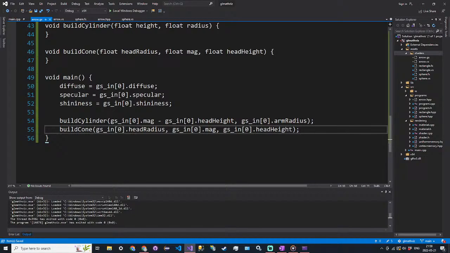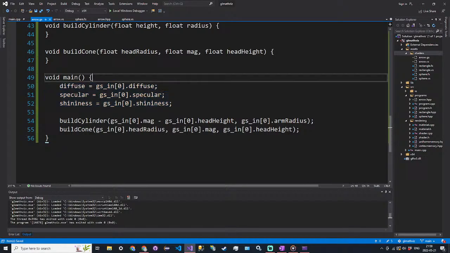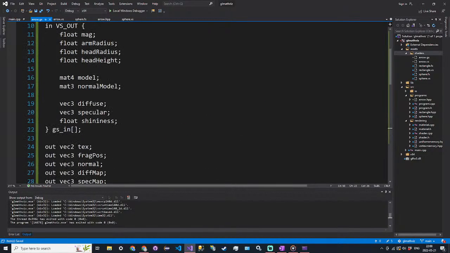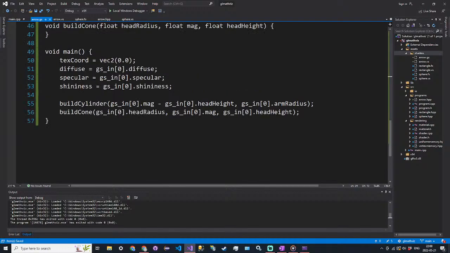All right, so this is all we need to do in the main function. Pass in values to the, actually we need to set text core to 0. Just because we don't really care, but we need to output something. So text is, it's actually just called text.